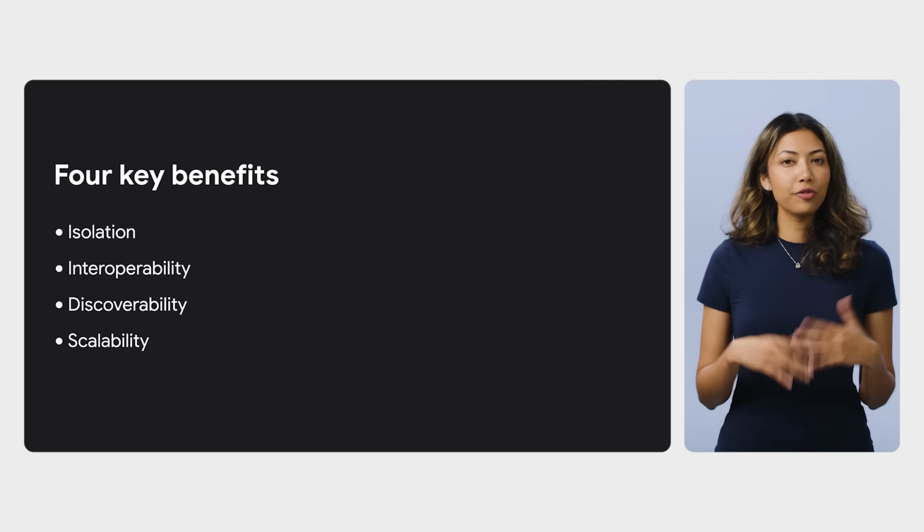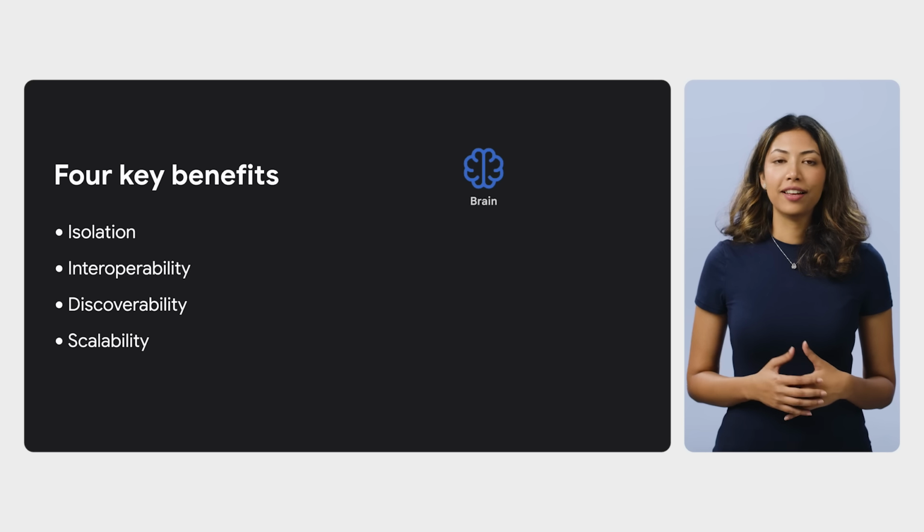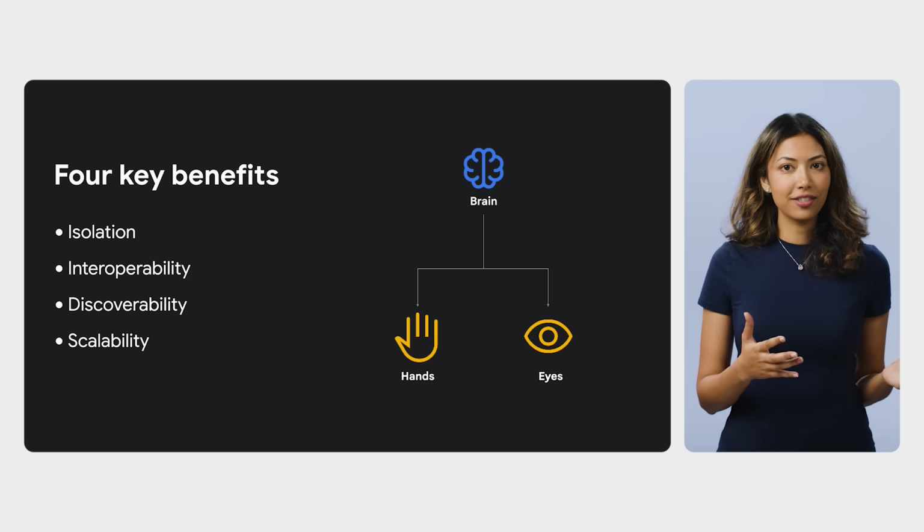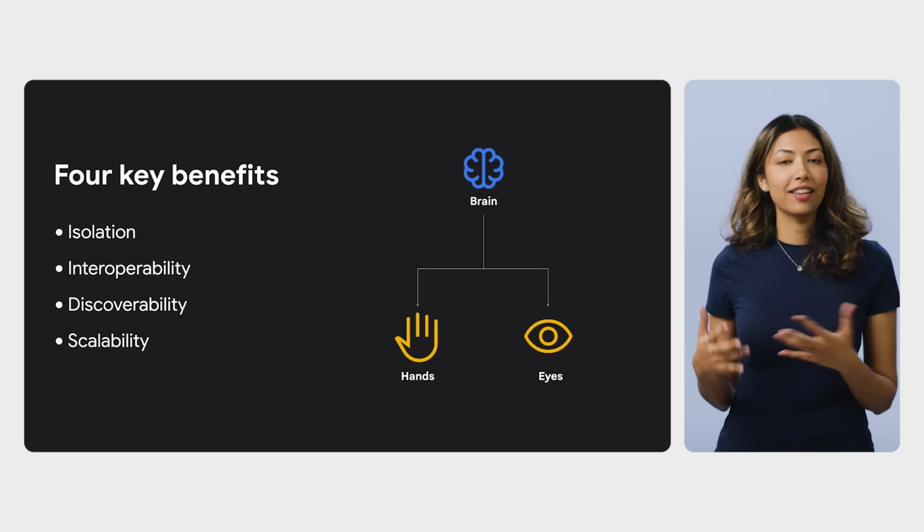So if you think of the agent as the brain, MCP is the wire that connects it to its hands and eyes in the real world. The brain decides what to do, MCP carries the request across, and the hands do the work. The results come back to the brain. That's the loop that makes agents more than just chatbots.